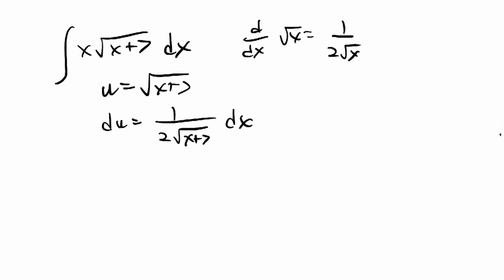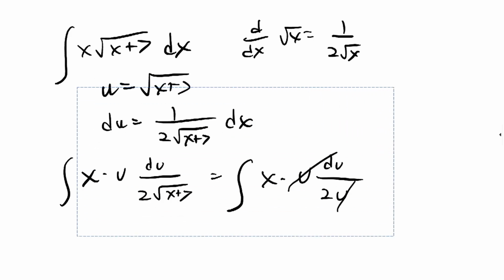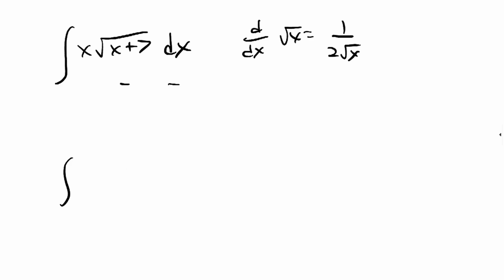So if we do let U equal this, right, we're going to plug everything back in. So we have x times U times du over 2 root x plus 7. What we're actually going to have to do here is plug U back into this denominator. So this is really the integral of x times U du over 2U. And just cancel these out, and we're going to have the integral of 1/2 x. Me personally, there's something odd about that method that I don't feel very comfortable using.